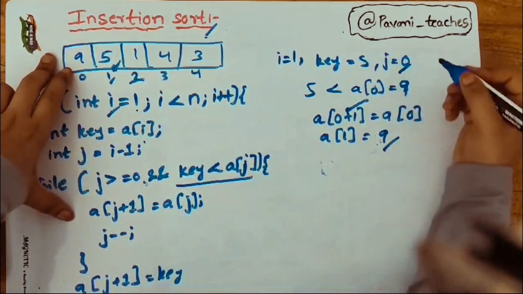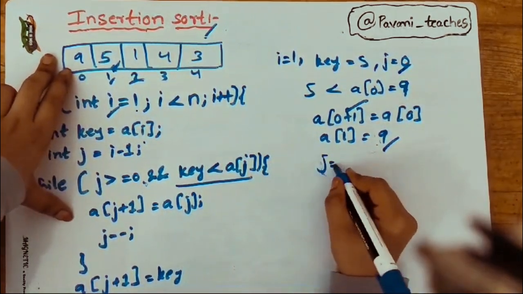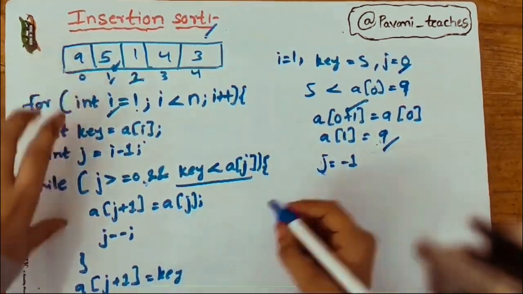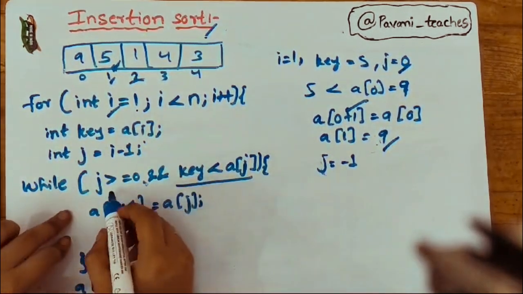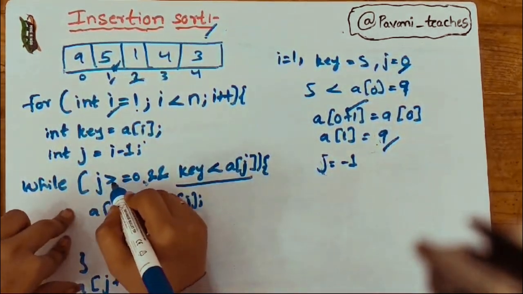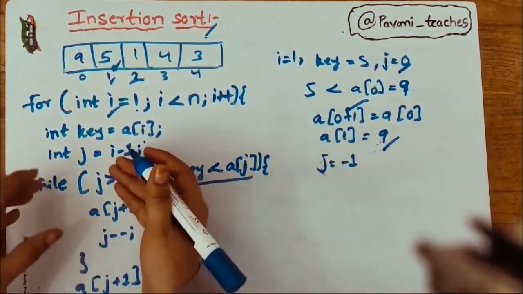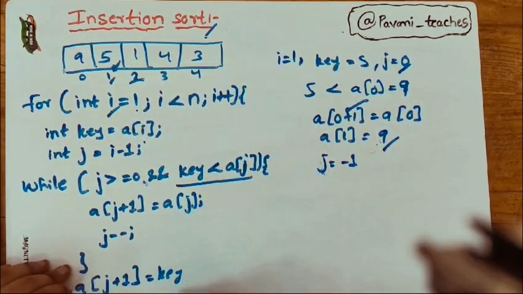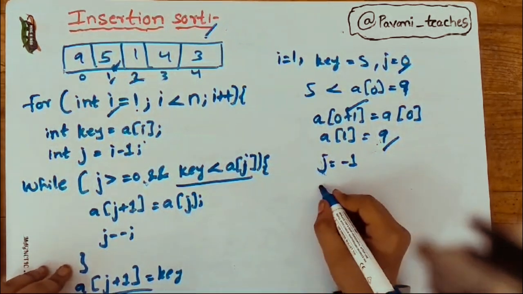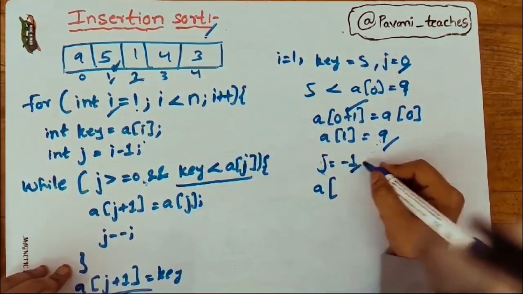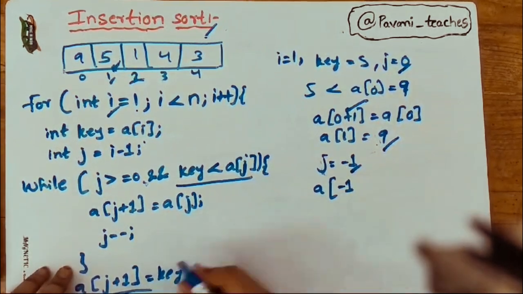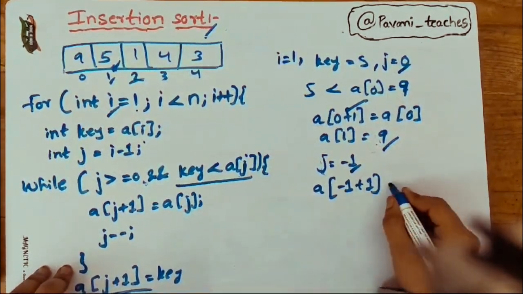Now as before it is equal to 0, now j value will become minus 1. Okay, it will check this condition again, j is greater than or equal to 0. No, it is not greater than or equal to 0. So it will come out of the while loop and assign this value. As j value is minus 1, it will be a of minus 1 plus 1 equal to key.